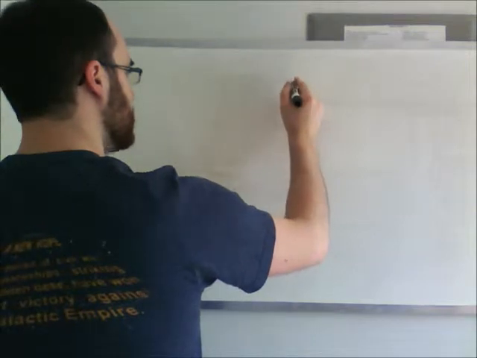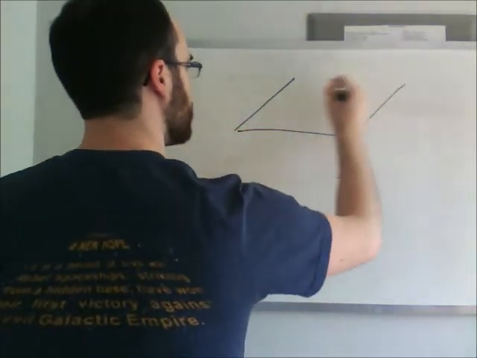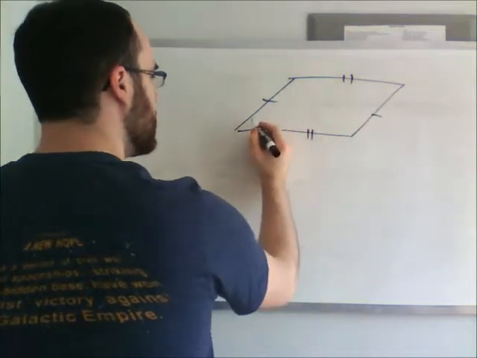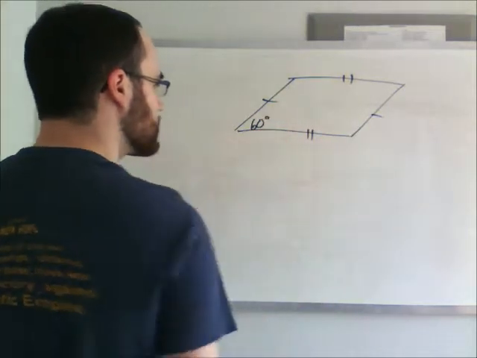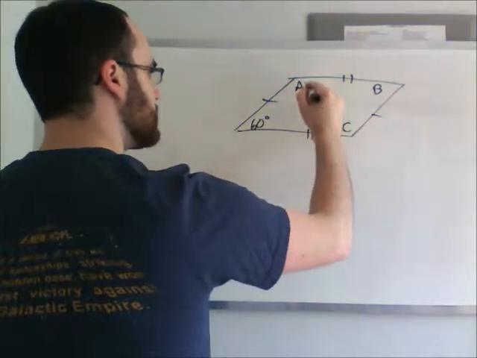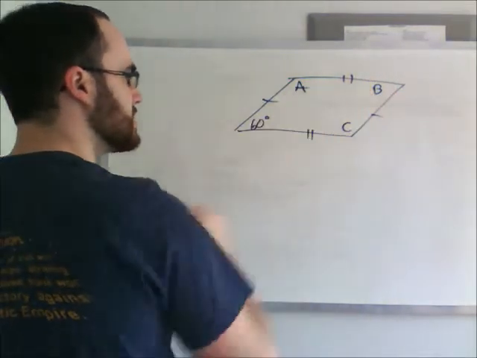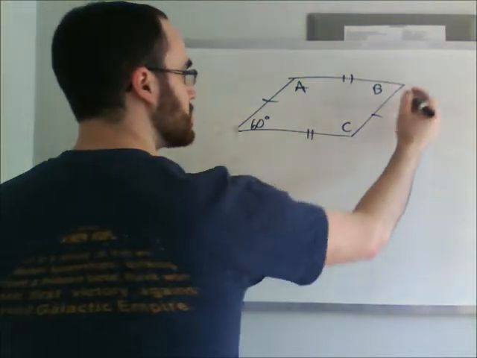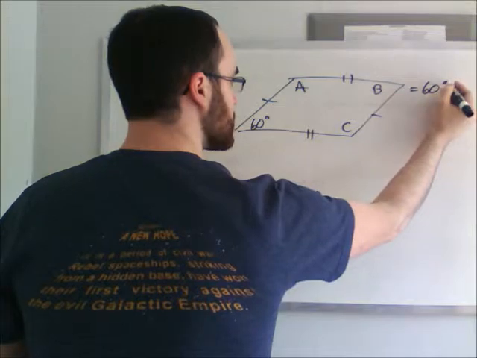Let's say we have a parallelogram, where this line and this line are parallel, and this line and this line are parallel. And we have an angle of 60 degrees right here. How do we solve for A, B, and C? Well, we know that B is the exact same angle as 60 degrees because it's on the opposite corner of the parallelogram. So B equals 60 degrees.